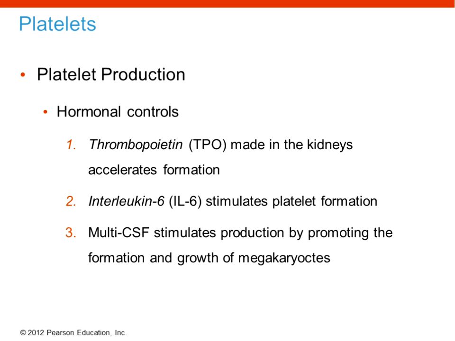And multi-colony stimulating factor, which we saw in the previous slide, that's where our myeloid stem cell is under the direction of that particular hormone. It's going to stimulate the production by promoting the formation and the growth of megakaryocytes. As long as that myeloid stem cell that's now been under the direction of the multi-colony stimulating factor has no other hormones having an effect on that cell, it gets larger and larger and larger and becomes that megakaryocyte, which fragments off into our platelets.